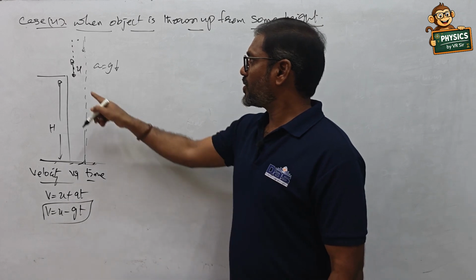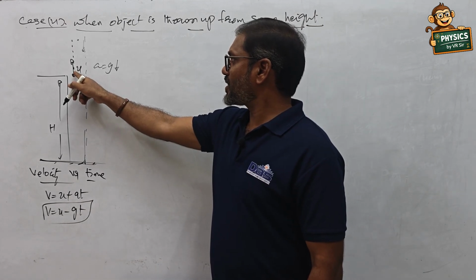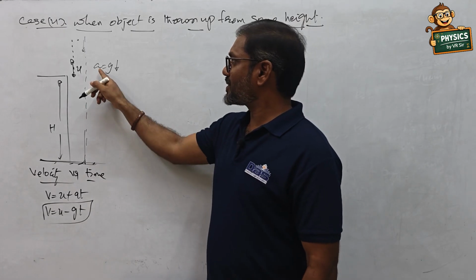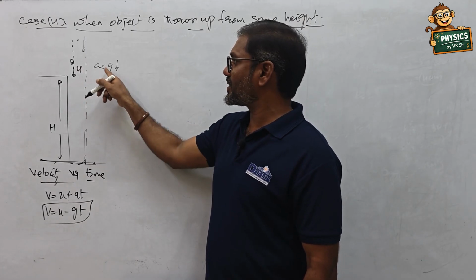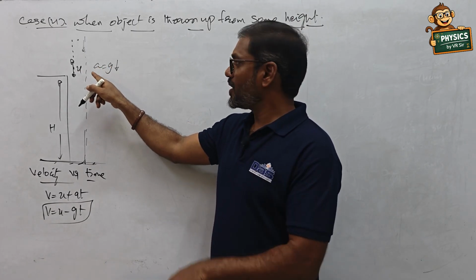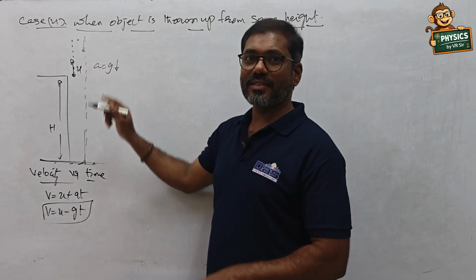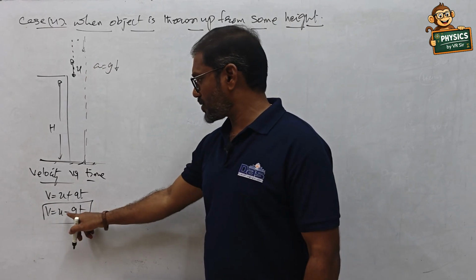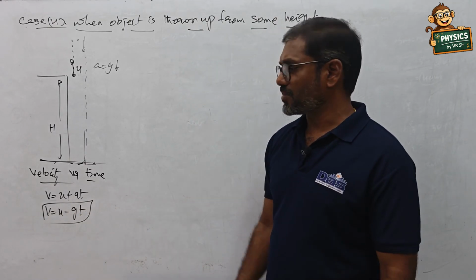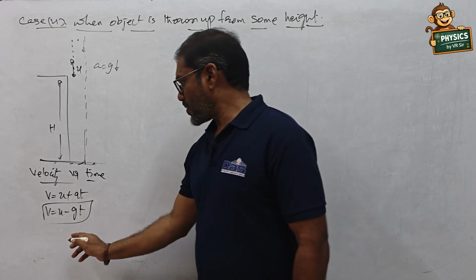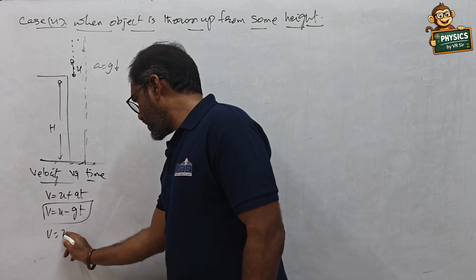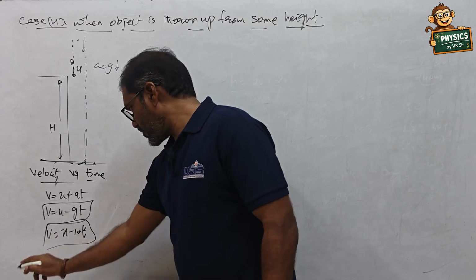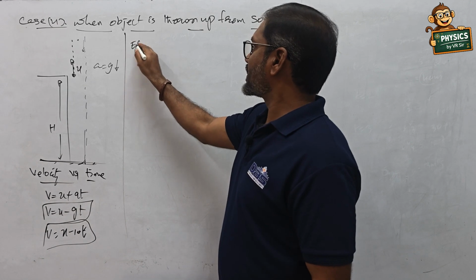Now look at this. The initial velocity and acceleration are opposite to each other, so the body slows down. It decreases its velocity. When we use a decreasing term, there must be a negative term in the formula: u minus gt. And we write this as v is equal to u minus 10t. This is the formula.